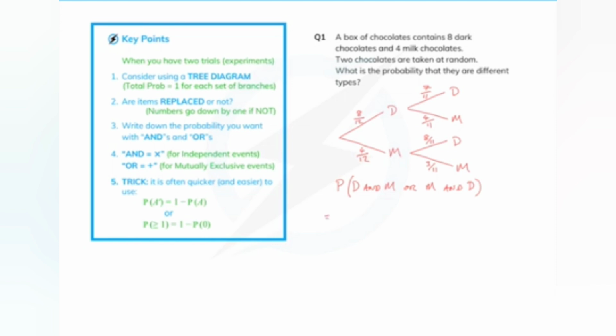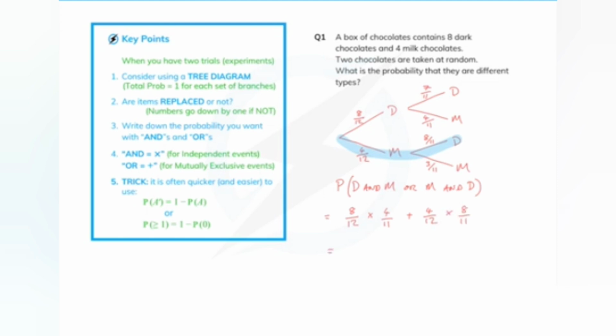So the probability of a dark chocolate, according to my tree diagram, is 8/12, and it's times, and then following that first route through, I get 4/11 there. So that's that route there, and we're multiplying because it's and. It then says or, so we add, and then we follow this route through the tree diagram. As I say, you may be able to do that in your head without a tree diagram, but it's 4/12 for the milk chocolate, and then 8/11 for the dark chocolate.